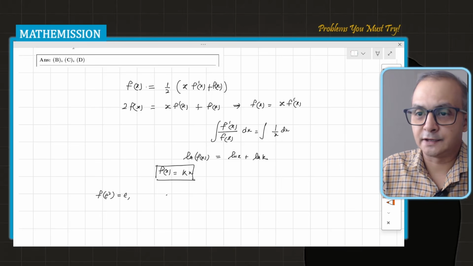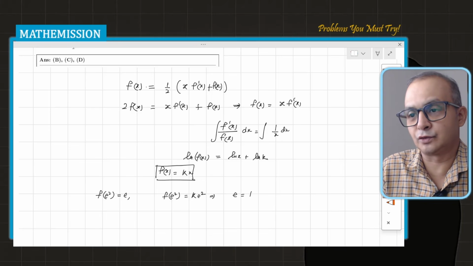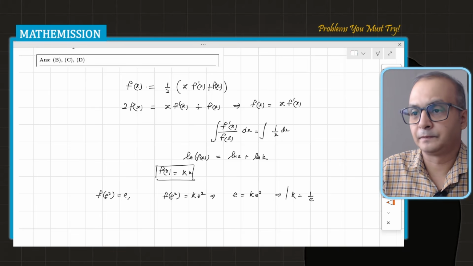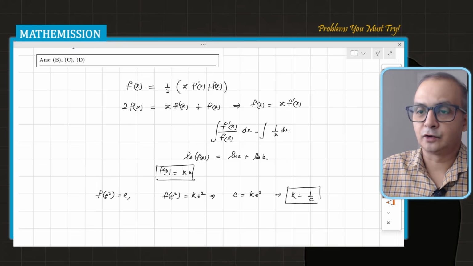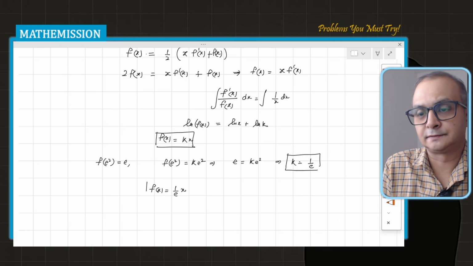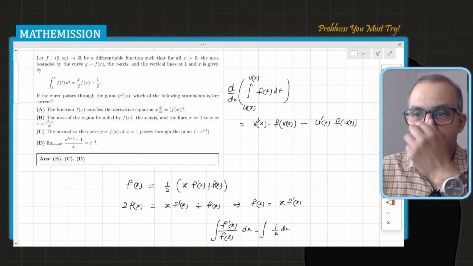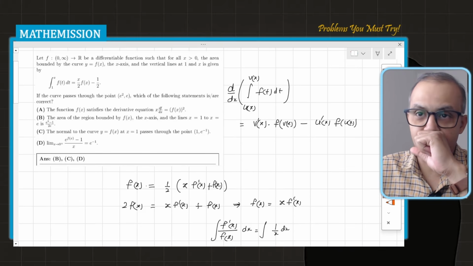So what we get here is f(e²) = k(e²), which means e = k·e², and so k is equal to 1/e. So I got the function back as f(x) = (1/e)x. If I have the function, we can now think of all the other options we were given.